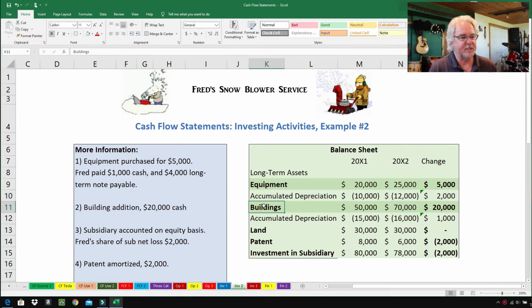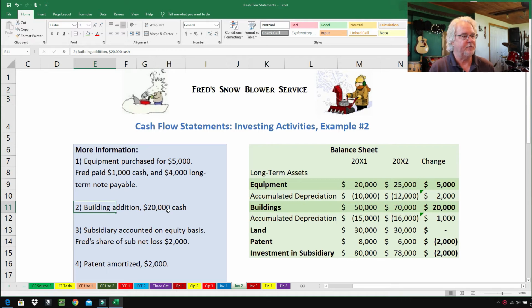So coming down to buildings. Buildings was $50,000, now it's $70,000. It looks like there was an increase of $20,000. So maybe they bought a building or had an addition. Who knows? What you have to do is look at other information, look at the general ledger, look at journal entries, talk to people, look at documentation. And so let's go over here to the more information, find out what happened. So it says number 2 here, building addition, $20,000 cash. So apparently they built a new wing of a building, a new room.